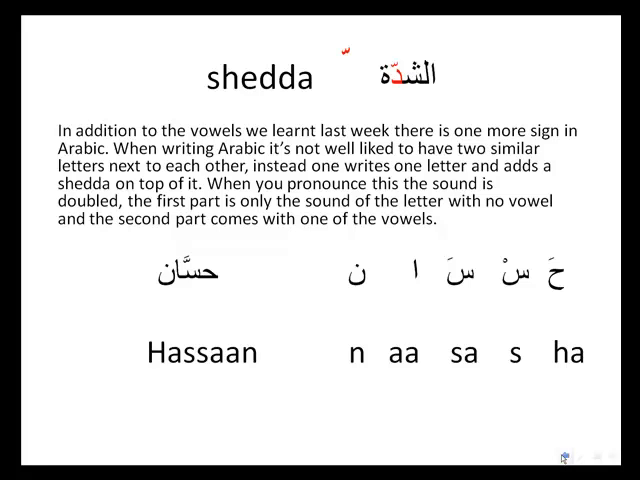Now, if we write English or Swedish, for example, we would just put Hassan, and that would be it. But in Arabic, we put the two s's together and we add the shadda. And that signifies exactly the same thing, that the stress should be on the s, that we should hear that there are two s's here, not just one.